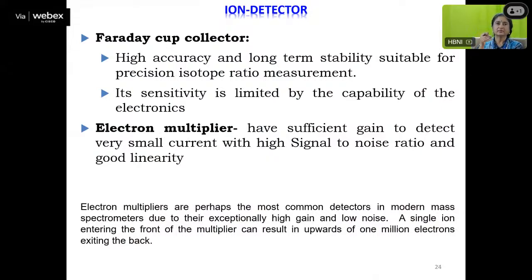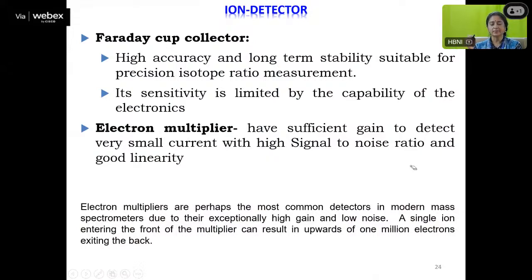The second one is the electron multiplier. It has sufficient gain to detect very small current with high signal to noise ratio and good linearity. So when you are working in the ppt or sub-ppb range, then you can use this electron multiplier. But if you are working in the ppm range, then you can use your Faraday cup also.